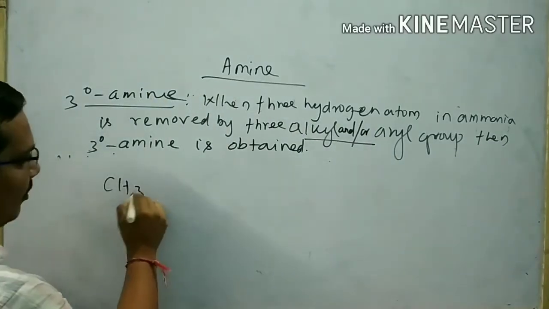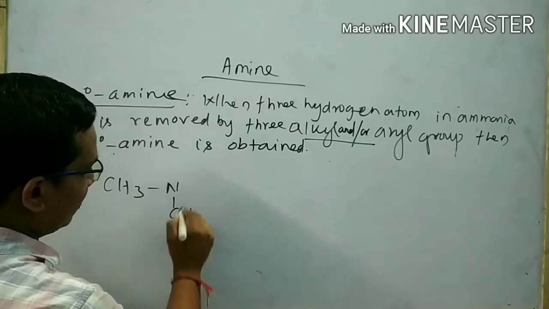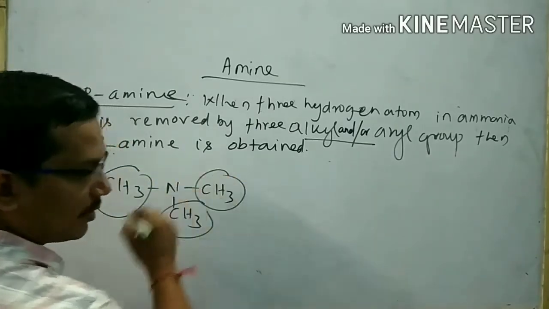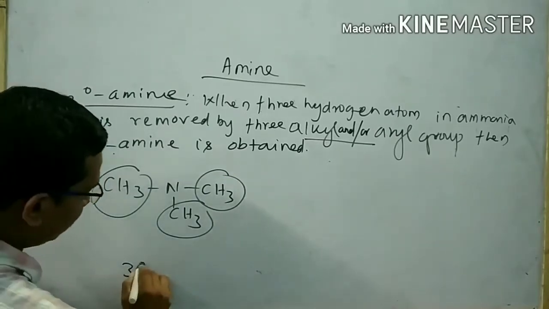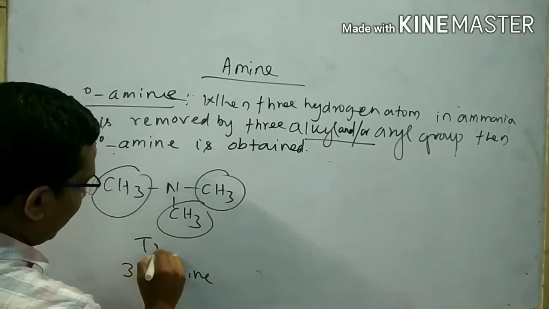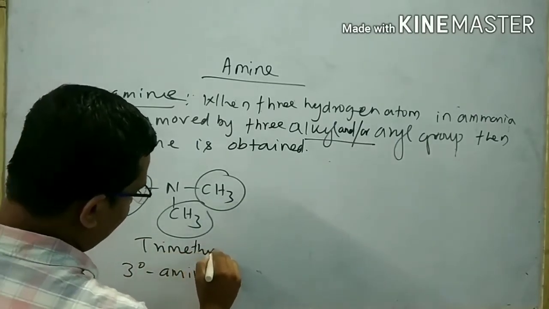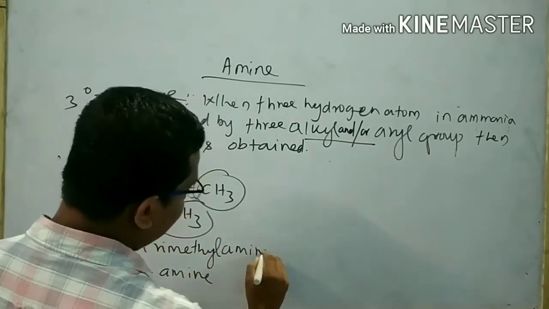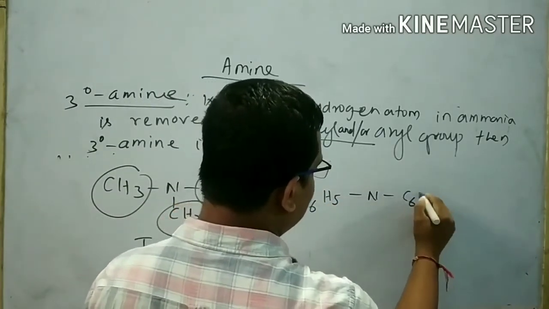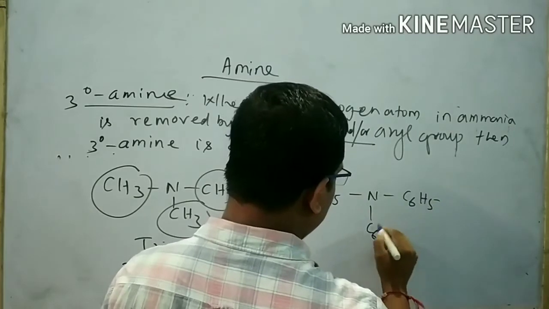Suppose CH3 bond N CH3 CH3. Here 3 alkyl groups are present. So this belongs to tertiary amine. Its name is trimethylamine. Take another example. C6H5 bond N C6H5 bond C6H5.